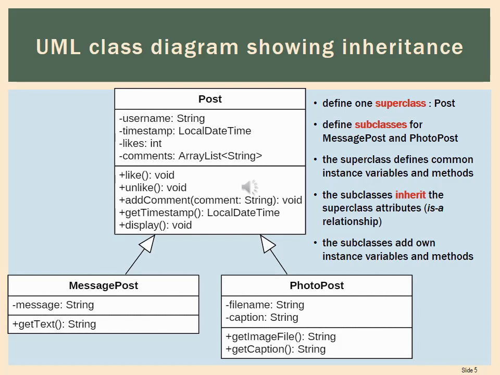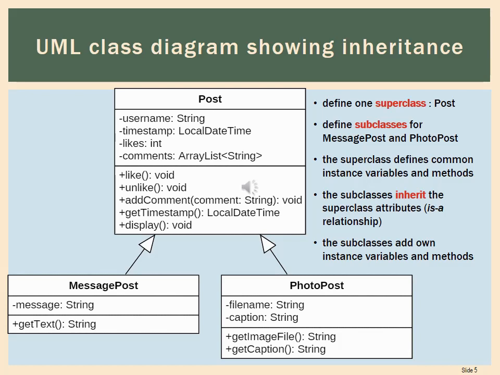These subclasses will inherit all the fields from the superclass. This means that a message post, as its instance variables, will have the username, the timestamp, the likes, and the comments. It will pick those up from the superclass, but it will also add a unique instance variable of its own, message.